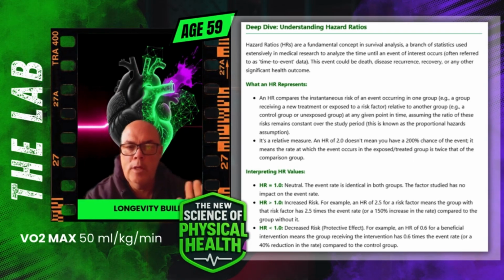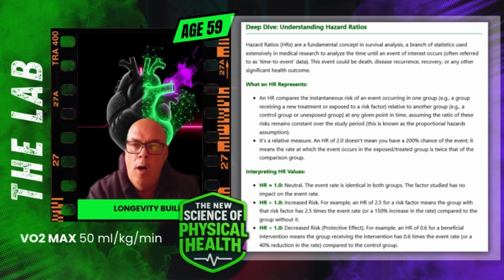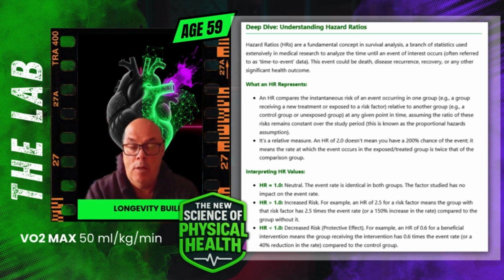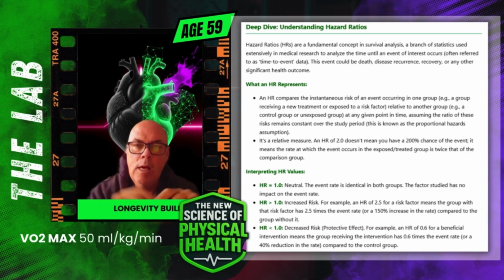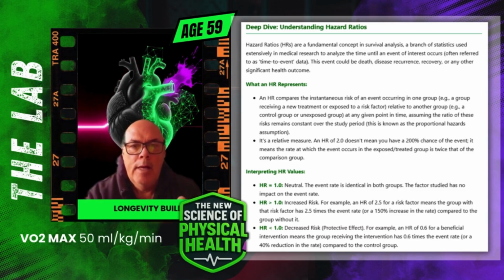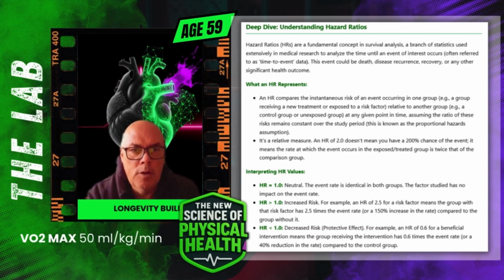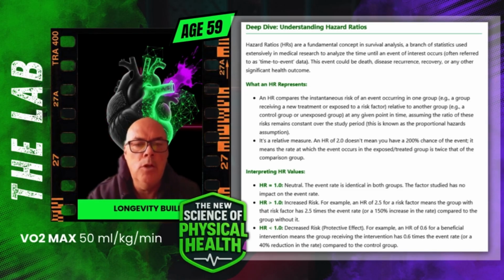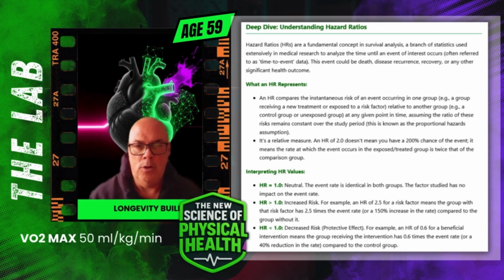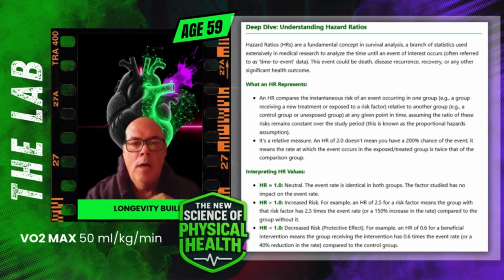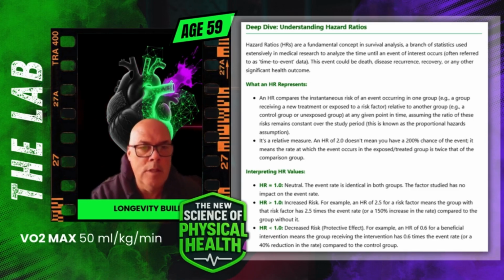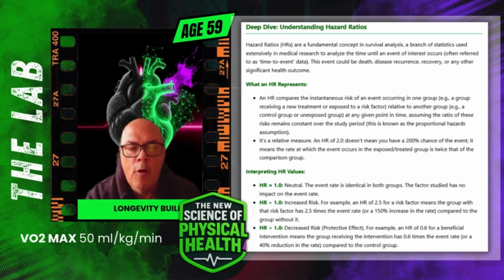All right, let's look at this text next to me from the deep dive green button on the previous page. When you get to the interactive site, this is what you'll get to see once you click on that deep dive button. Hazard ratios are a fundamental concept in survival analysis, a branch of statistics used extensively in medical research to analyze the time until an event of interest occurs, often referred to as time-to-event data. This event could be death, disease recurrence, recovery from a disease, or any other significant health outcome.